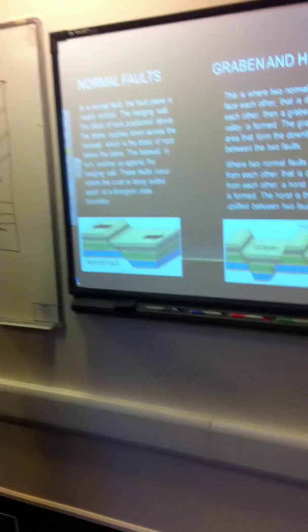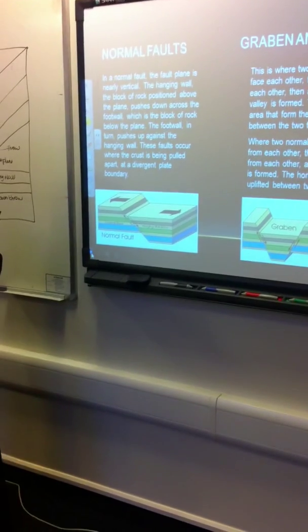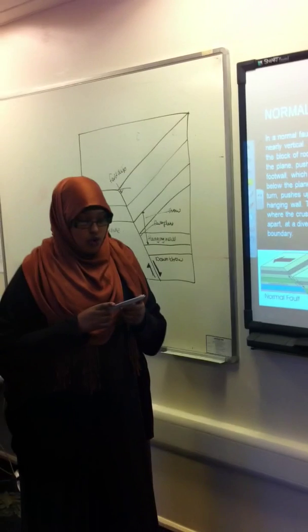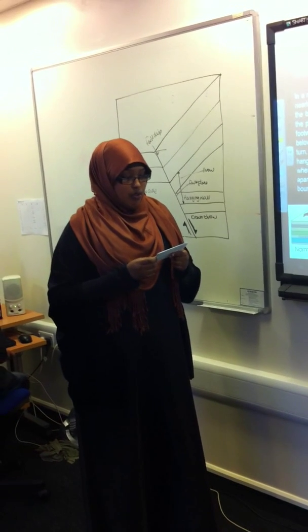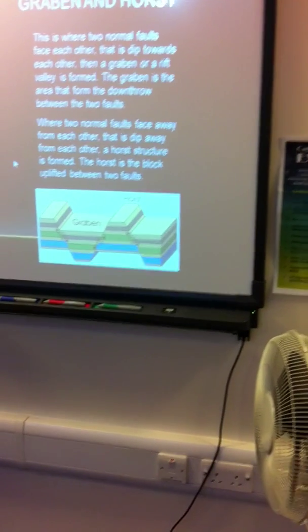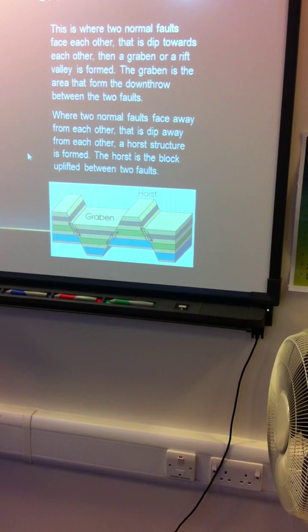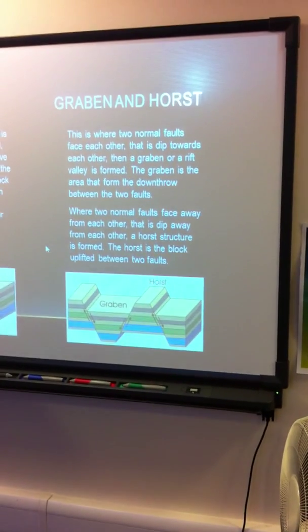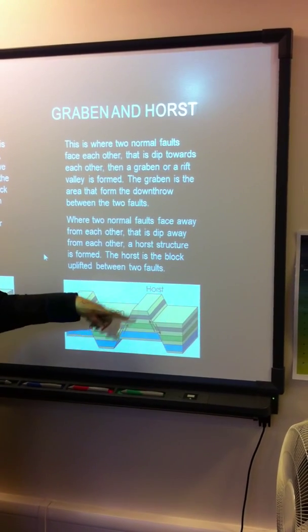Yeah. And because of gravity, the hanging wall is going to move downwards. Faults that move the way you would expect gravity to move them normally are called normal faults. A horst is a portion of land that moves up between two normal faults, and a graben is a portion of land which moves down between two normal faults. So this here would be the graben, and that's the horst.